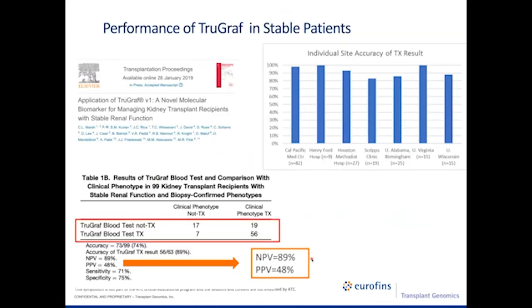It's been shown now in other cohorts. This is a paper published looking at patients from 7 transplant centers shown here using the TruGraf test. And what we find is very consistent, a very high negative predictive value around 89 or 90%, meaning that if you have a negative TruGraf test, which is a TX result, transplant excellent, there's a 90% chance that that biopsy would show a normal biopsy. The positive predictive value is lower, right around 50%, if you have a non-TX result, which is the opposite.